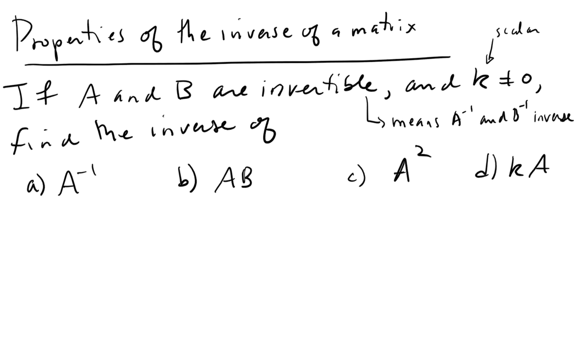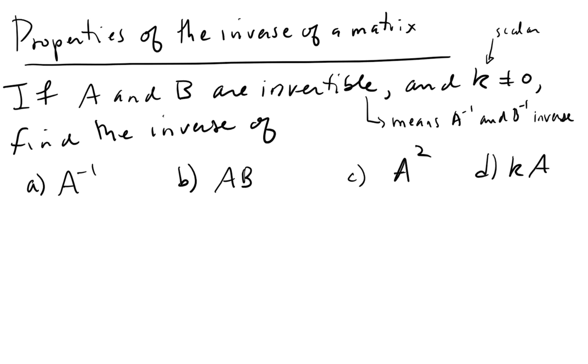In this video, we're going to look at properties of the inverse of a matrix. We're going to assume we have two invertible matrices, A and B. It means that A inverse and B inverse both exist, and they're unique, by the way. I'm also going to assume I have a scalar k that's not zero, and I want to find the inverse of the four following matrices: A inverse, AB, A squared, and kA.